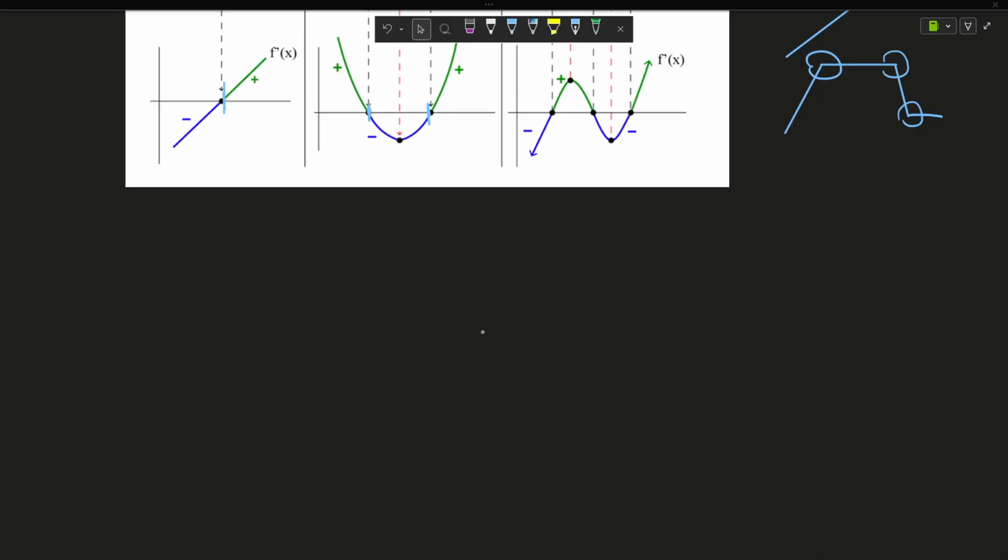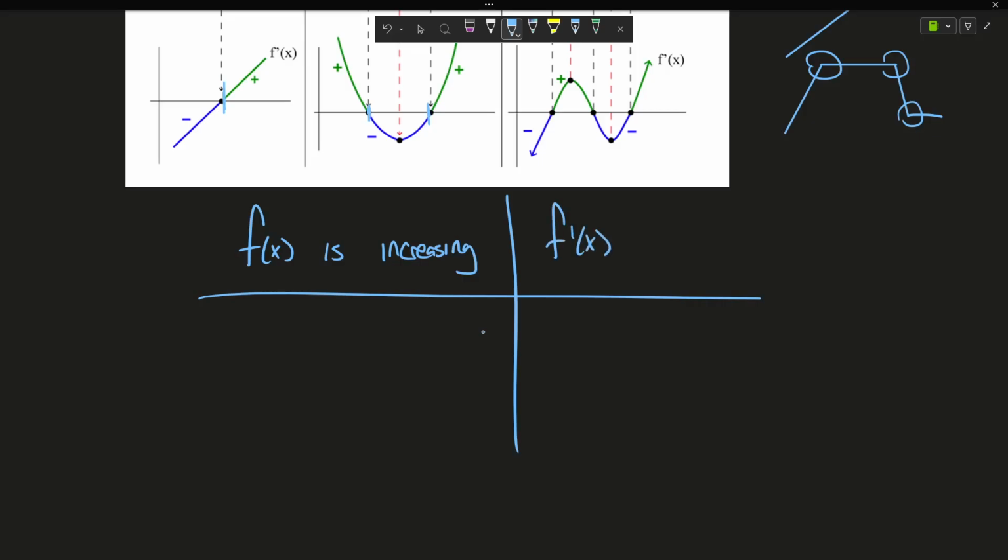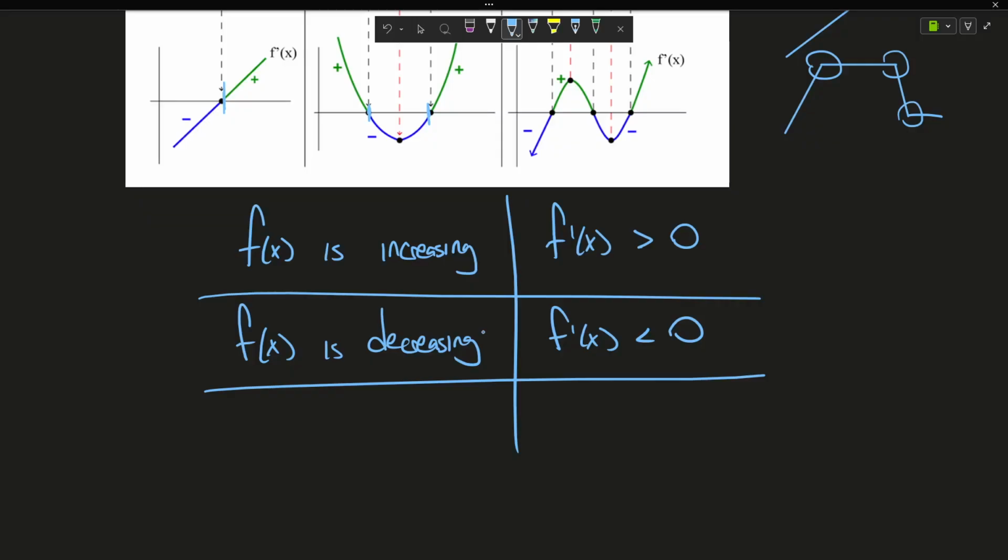So let's now look at these and develop some rule set. To graph, we went over this last time, just reinforcing to make sure you have it. So if f of x is increasing, that tells me f prime of x is greater than 0. If f of x is decreasing, f prime of x is less than 0. And if f of x is at an extrema.